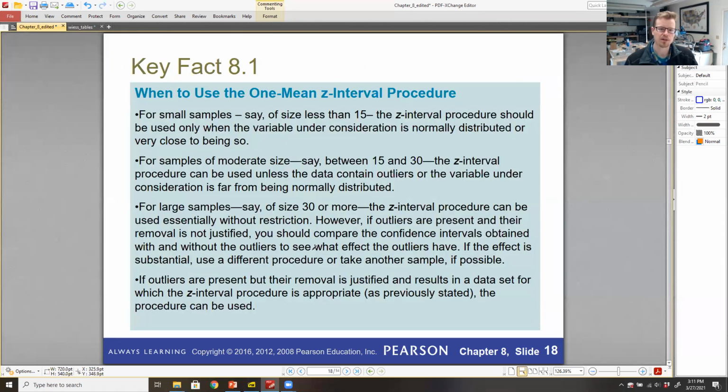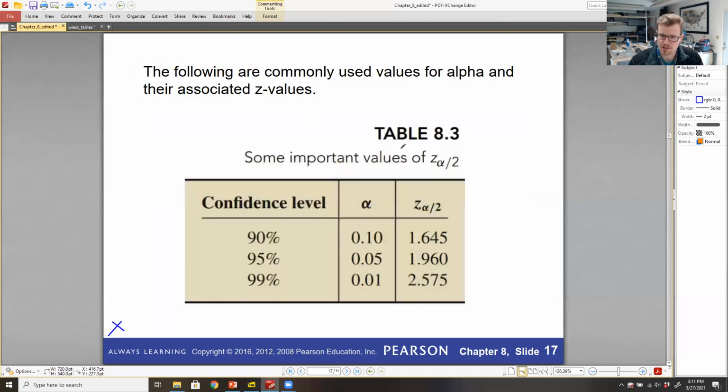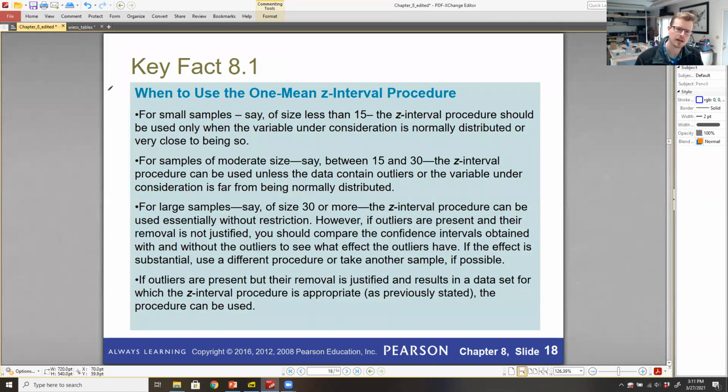And then we have a bunch of, well, actually here, this table will be used. It gives us some of the z values. But then we also want to know, when is it appropriate to actually use this procedure? When can we use procedure 8.1? Well, when we have a large sample, we're pretty much good to go.